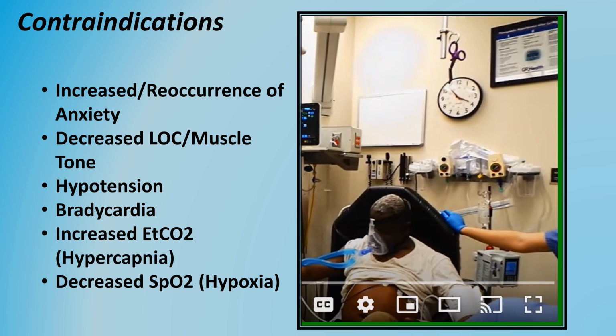Patients that are in or about to be in respiratory failure could also have bradycardia, increased end-tidal CO2, and decreased SpO2. That's kind of the hallmark of respiratory failure, is a hypercapnic and hypoxic patient. So keep an eye on those two numbers and how they are correlating to each other.